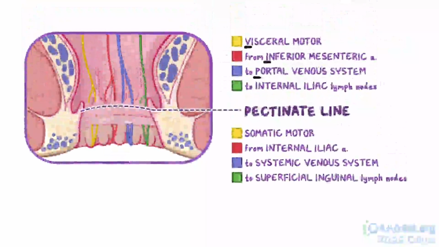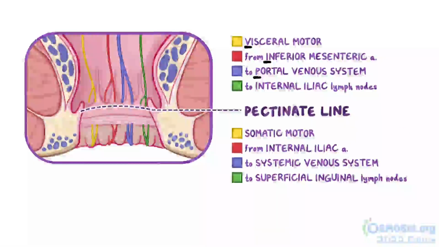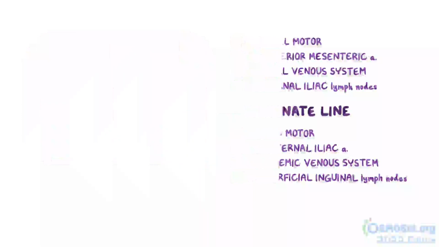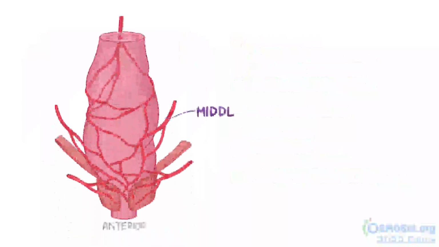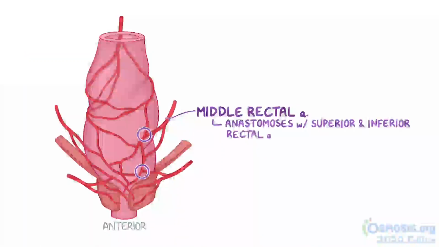Unfortunately, we don't live in a perfect world, so there are a few cases where things aren't so straightforward. The first comes from the arterial supply. The middle rectal arteries anastomose with the superior and inferior rectal arteries, and supply blood both above and below the pectinate line.